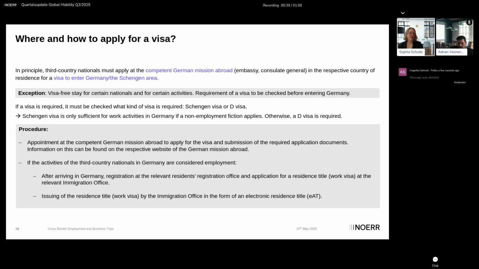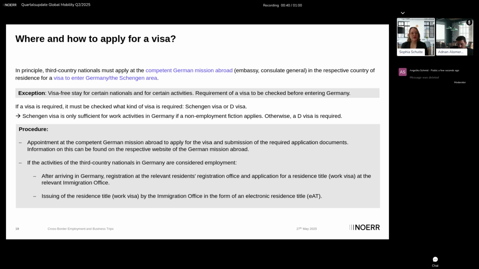The procedure is always that the employee concerned needs to make an appointment at the competent German mission abroad, and apply for the visa, submitting all the required application documents. Information on that can usually be found on the website of the missions abroad. However, nowadays there is often the option to apply for Schengen visas online only, so that no appointment is needed. But this is very dependent on the country and maybe even the third-party provider who handles all the Schengen visa applications. So this should also be checked in advance.